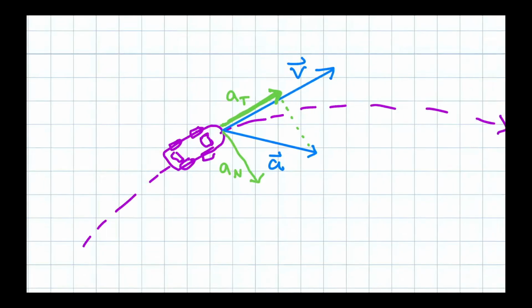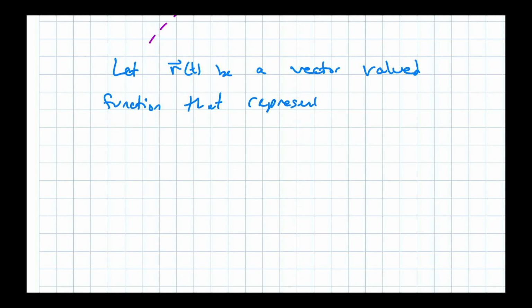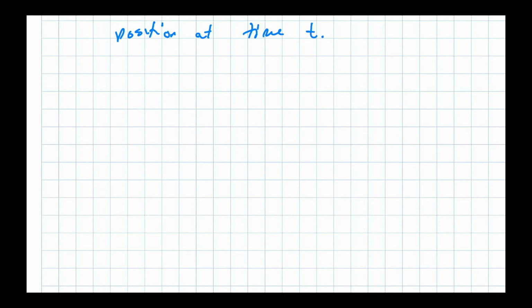So that's what they are on the graph, and here is how we would calculate them. Let r of t be a vector valued function, the same definition we've been using, that represents position at a time t. Then the tangential component of acceleration is this.